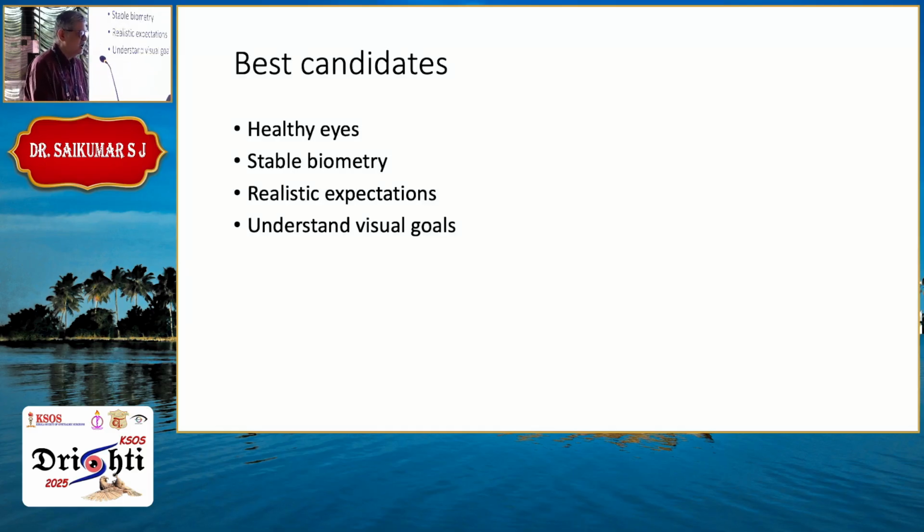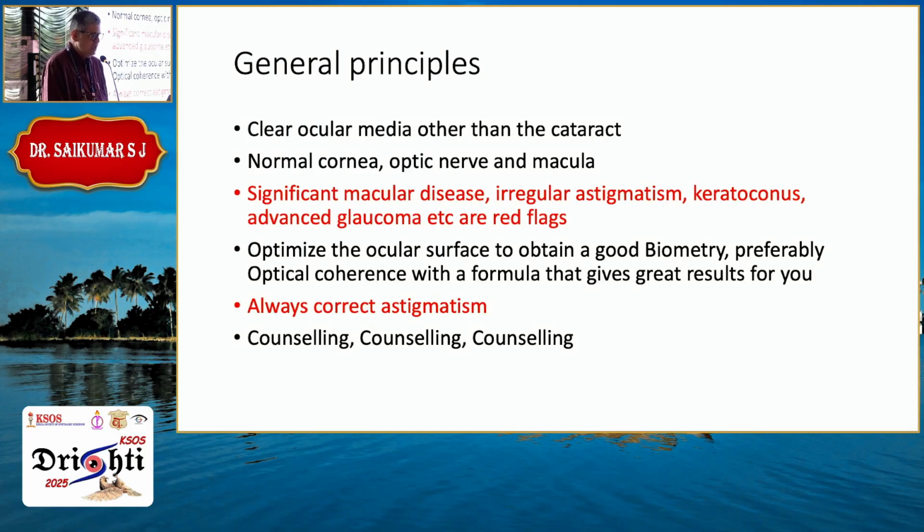So the best candidates are the patients with a healthy ocular surface, a very nice and stable biometry, and realistic expectations, who are saying, okay, but most of the time, will I be able to manage without glasses? Fine. These are the ideal patients who understand what exactly the visual goals are. So the general principles are that you should have clear ocular media other than the cataract, a normal cornea, a normal optic nerve, and a normal macula.